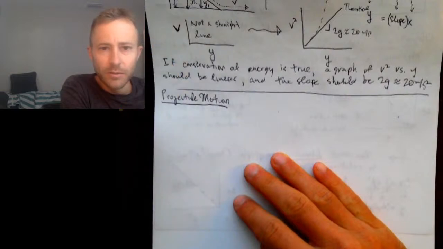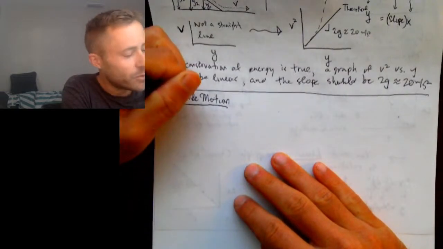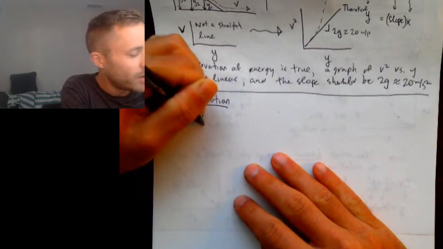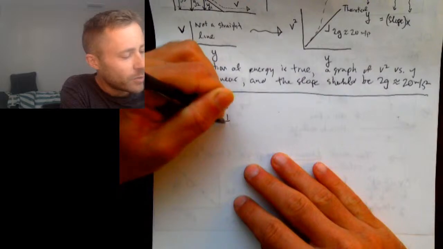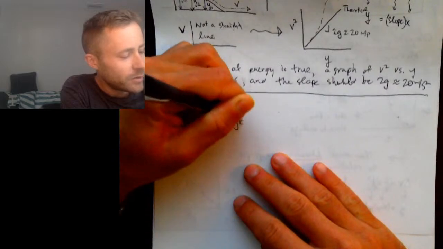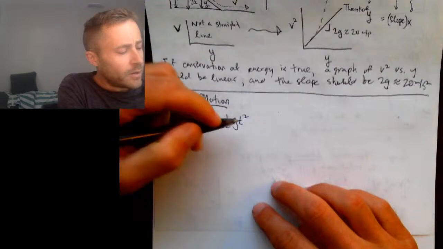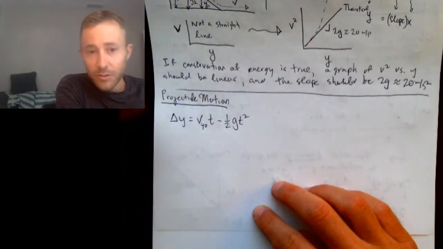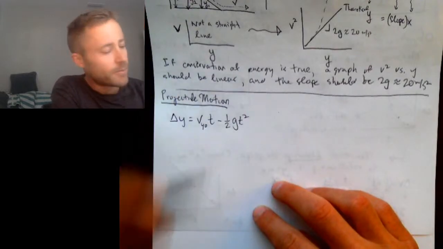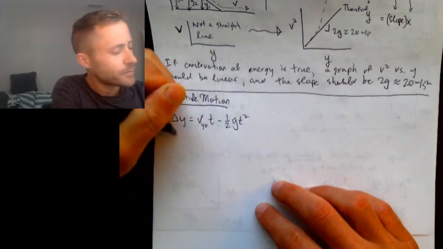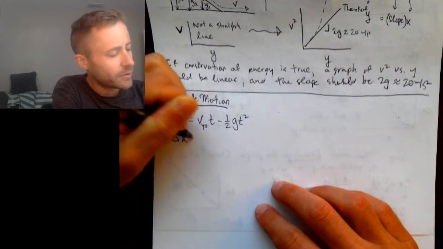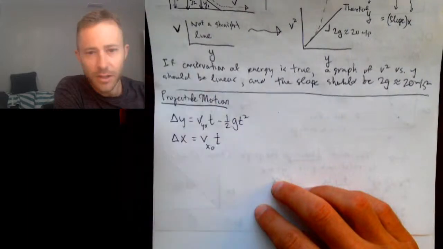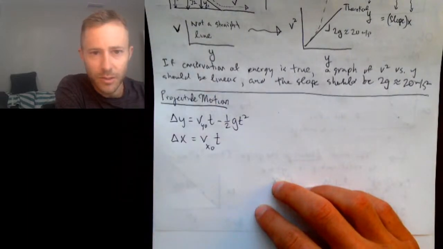So the equations of projectile motion, there were two of them. One was delta y equals v y naught t minus 1/2 g t squared. What that meant was there's a t squared term for the delta y, so that means the vertical motion is accelerated. And then delta x, the horizontal motion is not accelerated, so there's no t squared term in the delta x equation.